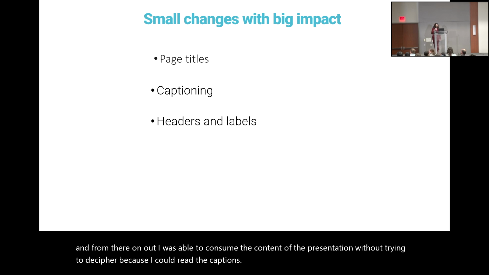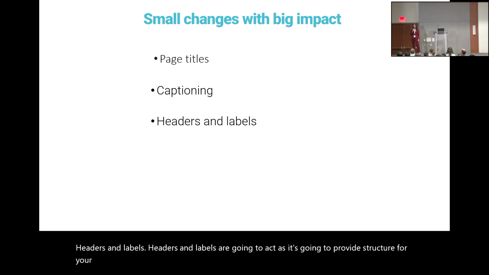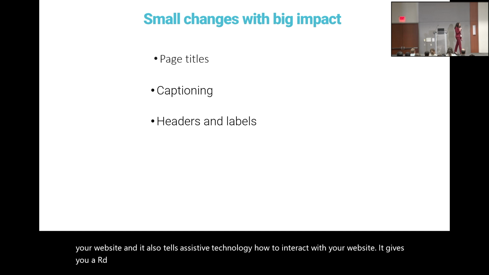Headers and labels. Headers and labels are going to provide structure for your website, and it also tells assistive technology how to interact with your website. It gives you a roadmap, or gives assistive technology a roadmap.